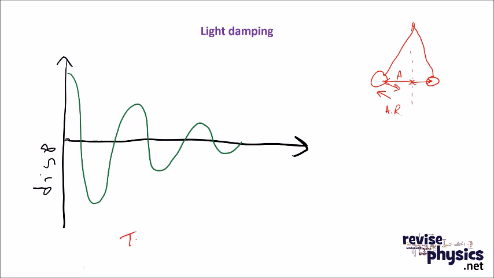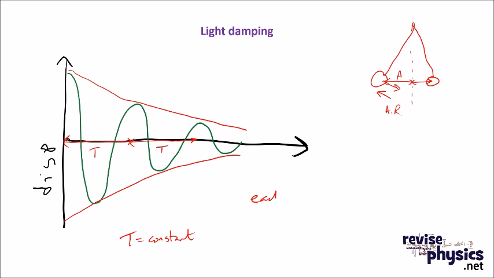The time period remains constant. So the time for one full oscillation here, T, will be the same despite the fact that the system's experiencing damping. But what we end up getting is each successive oscillation dropping by the same interval. And so we get an envelope showing the dissipation and the reduction in amplitude.